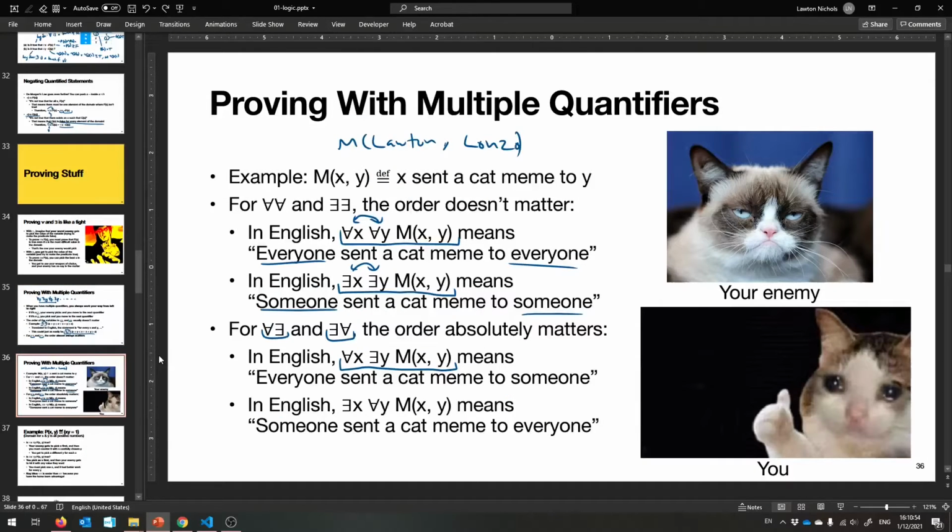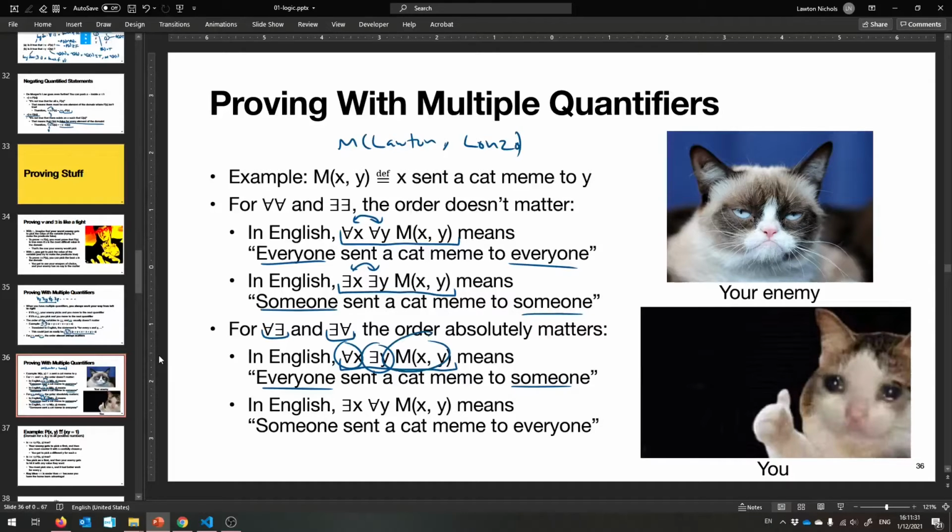Let's talk about this. So the idea is your enemy gets to pick. For all x, there exists a y such that m of xy is true. So what this is saying is everyone sent a cat meme to someone, because first you pick the people, you pick a sender, and then you have to show that there is some y. Your enemy picks the sender, and then you have to show that there's some y that the sender sent a cat meme to. Hopefully you can read it in that order. First the enemy picks the sender, then you get to pick who received the cat meme from that sender.